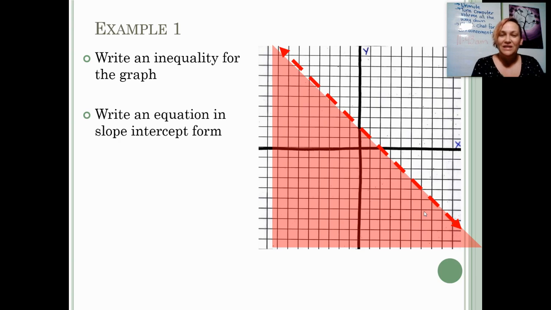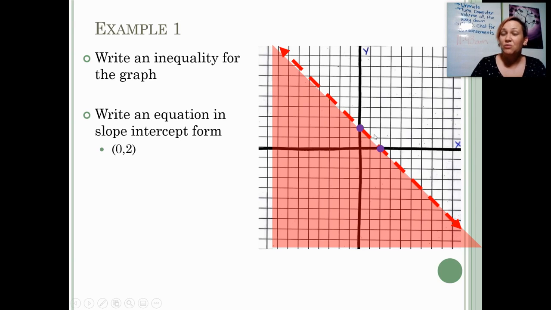I always find it easiest to find the y-intercept first. The y-intercept is where it's crossing that y-axis, which is at (0, 2). Now, if I can find a second dot, then I can count for my slope. So here is a second dot on my graph.